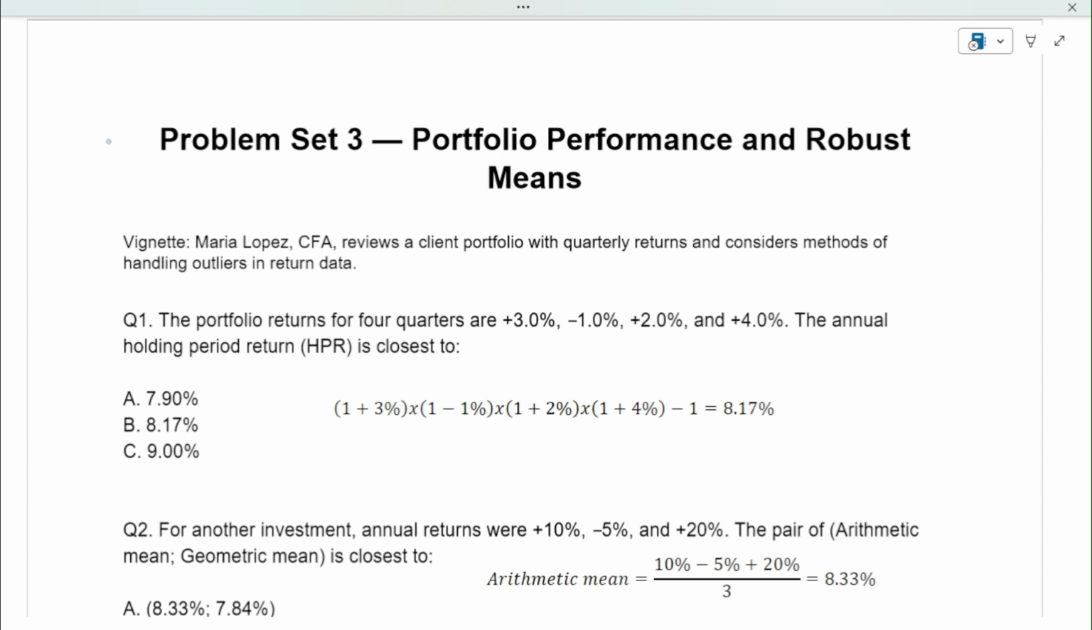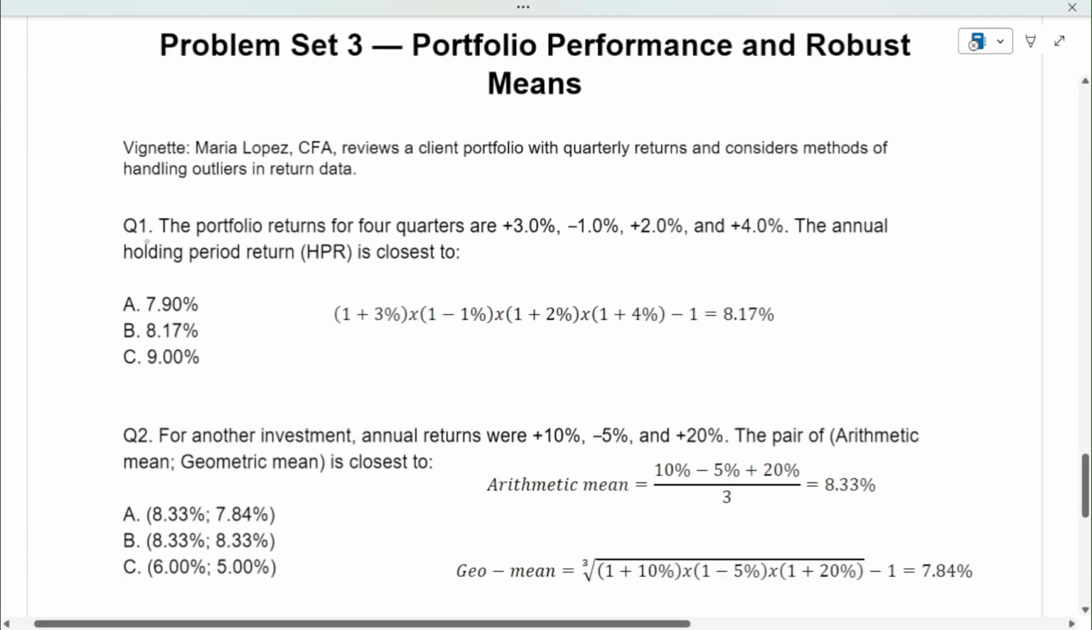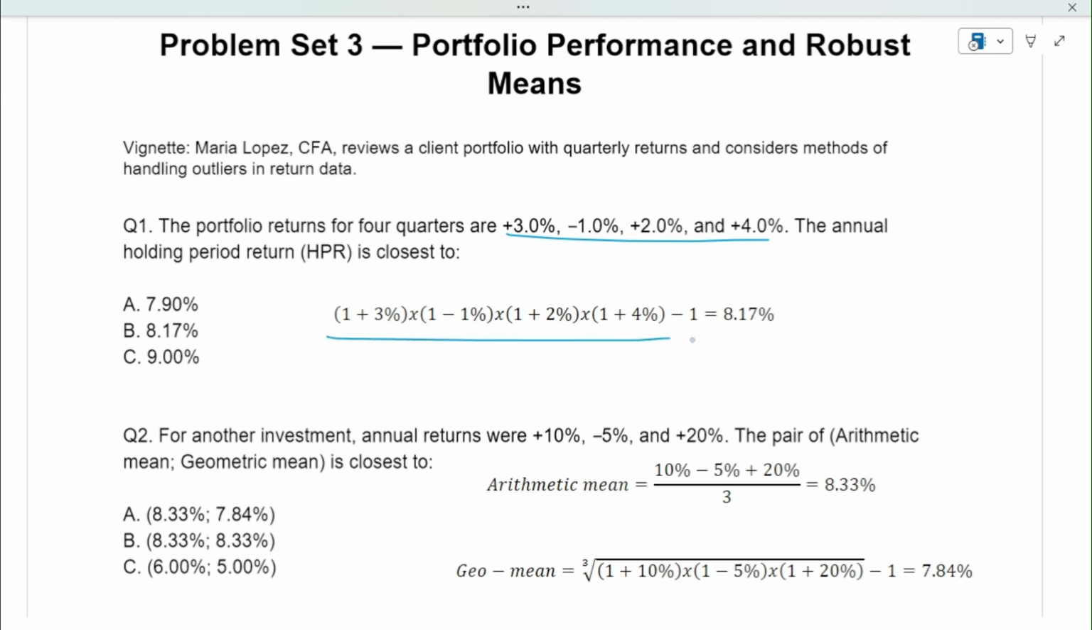We are continuing with the third problem set. Mario Lopez CFA reviews a client portfolio with quarterly returns and considers methods of handling outliers in return data. First question. The portfolio returns for 4 quarters are 3%, -1%, 2%, and 4%. We are going to calculate the annual HPR by using the quarterly returns. We already have a formula for that. We need to chain these individual quarterly returns and find the annual return. You can see the calculation here. And the answer to this question is 8.17%, which is B here.